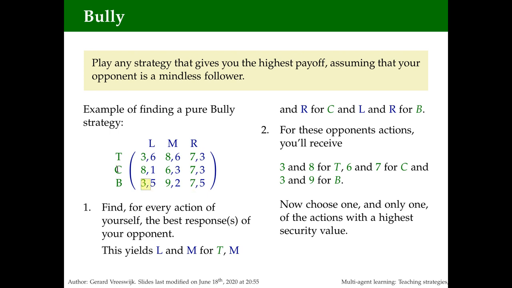So we choose C, because then we are certain that if the opponent is a follower, he will play either middle or right, but we know we will get 6 utilities for sure. So that's the idea of Bully. So Bully presupposes that the opponent is a follower. If the opponent is not a follower, then this whole idea that your opponent adapts to your choice of action does not work. Next slide.